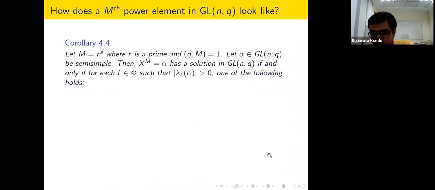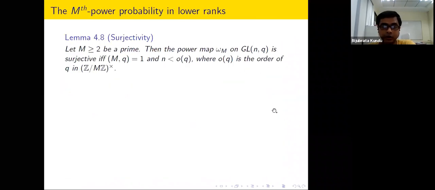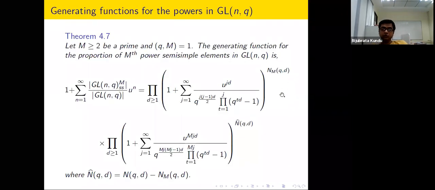And then once again, you do the same thing, club all polynomials of the same degree, and therefore you get this particular thing in N_Q(d), in the denominator of the first component, and in the second component, which runs over all polynomials which are not m-power polynomials. So that is N_Q(d) minus N_{m,Q}(d), the number of such degree polynomials. So this gives you the second component here. Okay, so this mostly finishes what I wanted to talk about, the generating functions for the powers.